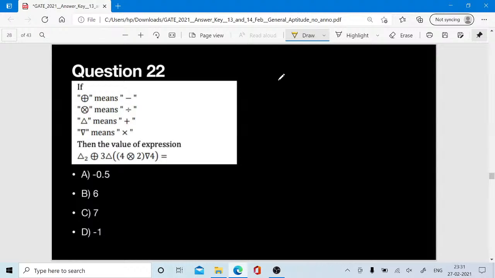If plus means minus, into means divided by, triangle means plus and inverted triangle means multiplication, what is the value of this expression? What is the value of the expression which has been given to you people?